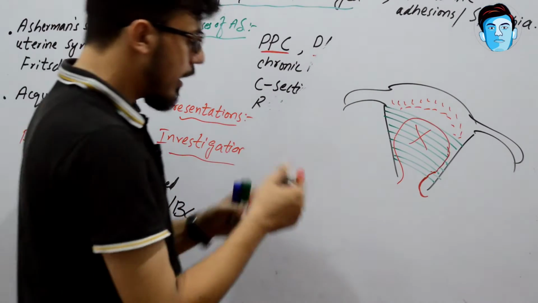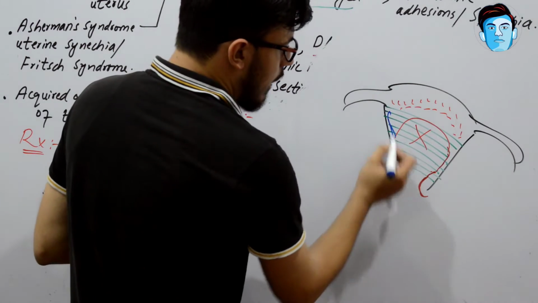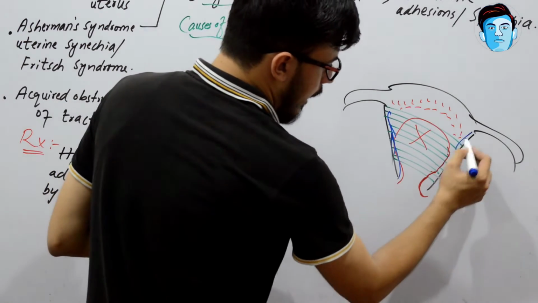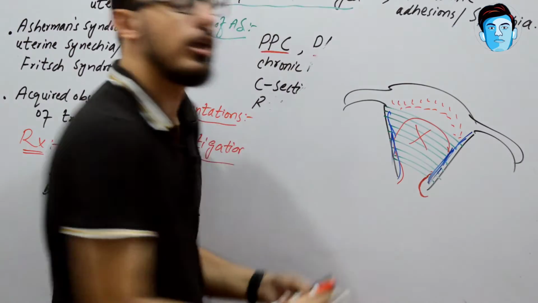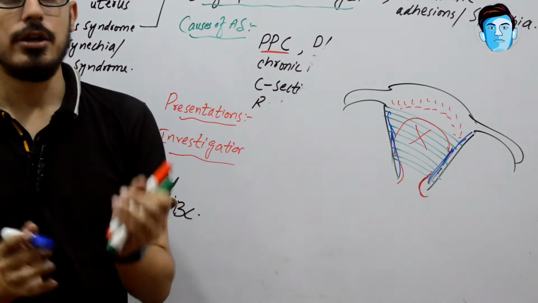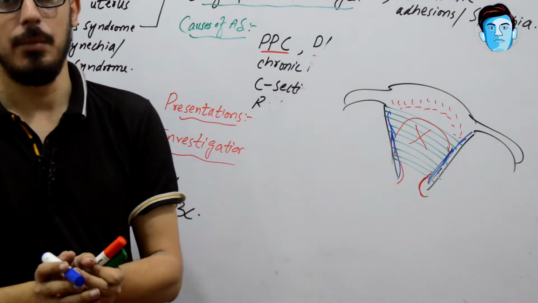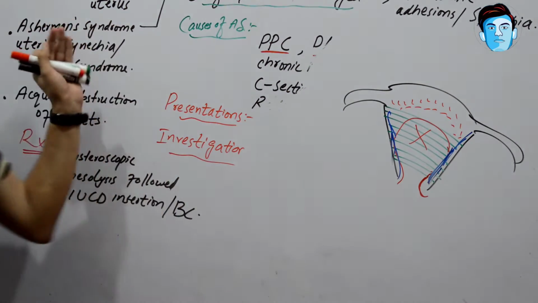Now, as the endometrial layer is destroyed in Asherman syndrome, you can give the patient cyclical estrogen and progesterone. And why is it so? In order to promote the reepithelialization of the endometrium. So it is worth noting what Asherman syndrome is.